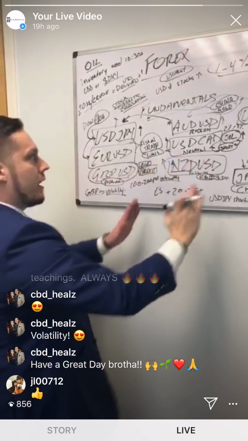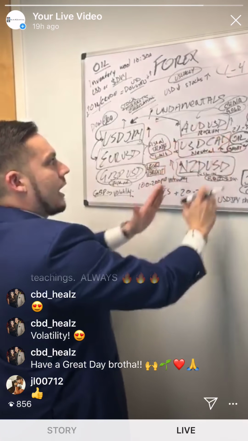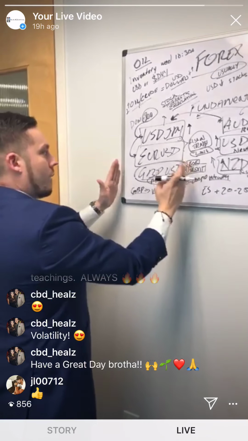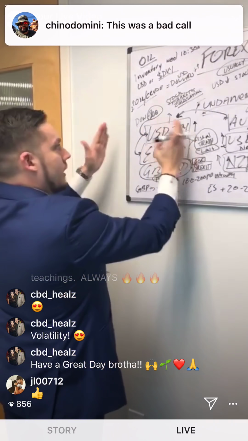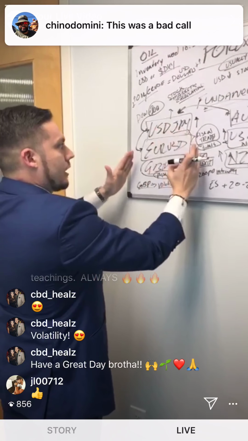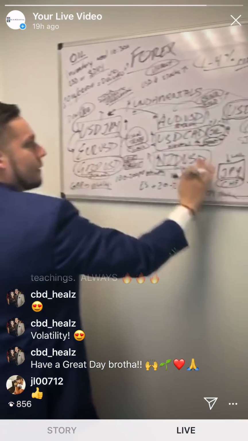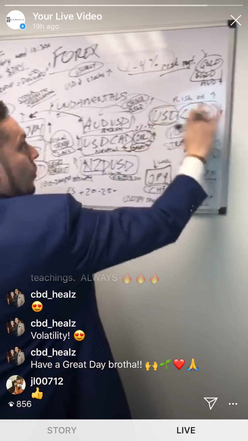For the CAD, I want you to think of oil when it comes to the Canadian dollar. I want you to think of gold and China when it comes to the Aussie, and BOE and Brexit when it comes to pound dollar. Euro and the yen here, dollar yen, euro dollar, are risk on trades. Risk on, risk on, risk on as well.